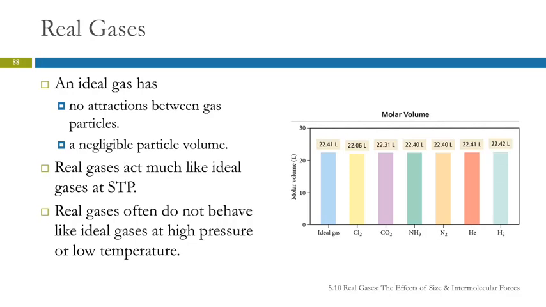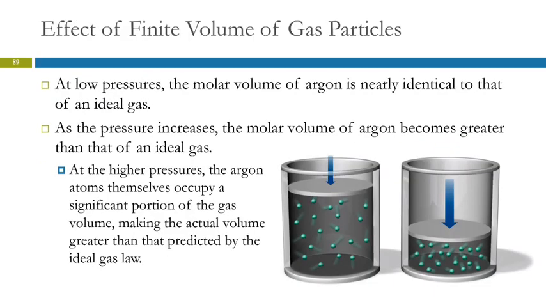But when we get to a high pressure situation or a very low temperature situation, then they don't act like ideal gases anymore. So at low pressure, like 1 atmosphere, standard pressure, the molar volume of argon is nearly identical. But as we compress that gas, we increase the pressure, we're squeezing those particles together. As you get those particles closer and closer together, at some point, the size of the particle begins to become important, right?